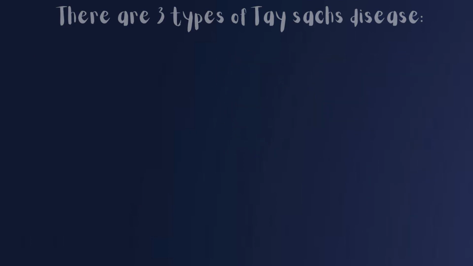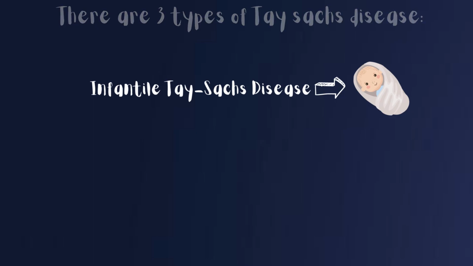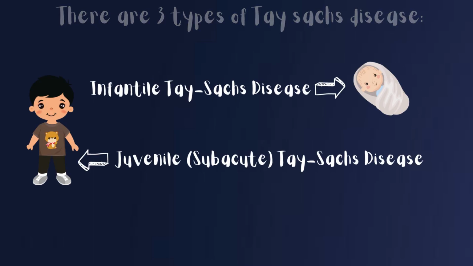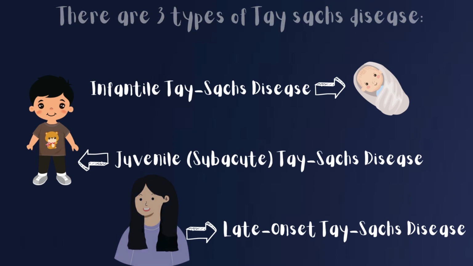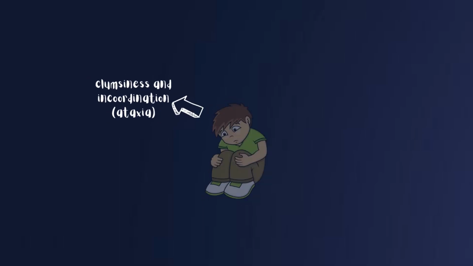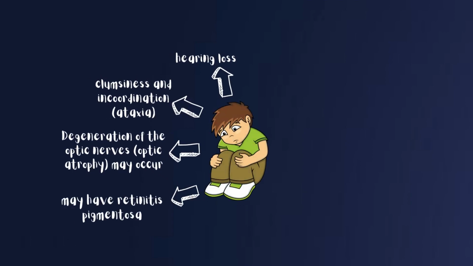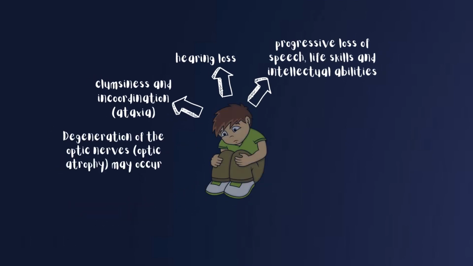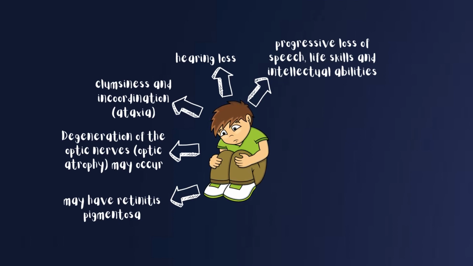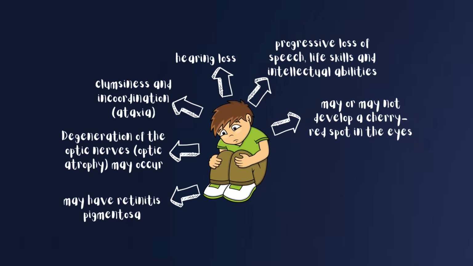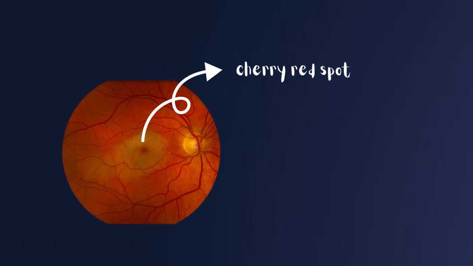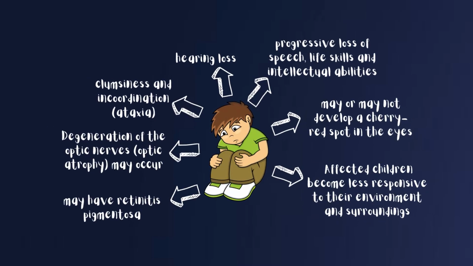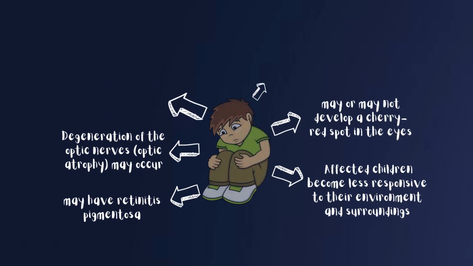There are 3 types of Tay Sachs disease: infantile Tay Sachs disease, juvenile subacute Tay Sachs disease, and late onset Tay Sachs disease. The symptoms are progressive, which include clumsiness and incoordination. Degeneration of the optic nerves may occur, as well as hearing loss. Some children may have retinitis pigmentosa. Children tend to experience a progressive loss of speech, life skills, and intellectual abilities. Affected individuals may or may not develop a cherry red spot in the eyes, and affected children become less responsive to their environment and surroundings.